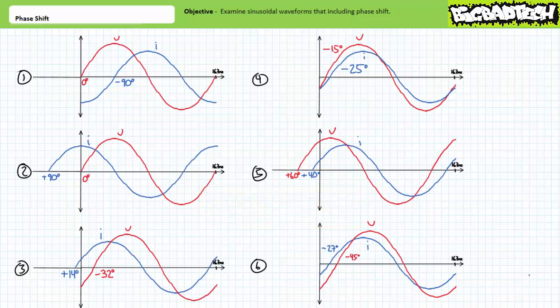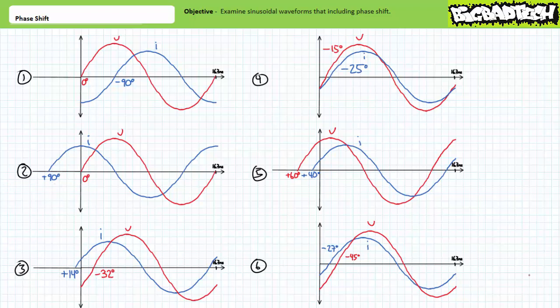For example problem 1, given the voltage waveform in red has a phase shift of 0 degrees, and the current waveform in blue has a phase shift of negative 90 degrees, it can be said that current lags voltage by 90 degrees. As we'll learn in later lectures, this is the typical response for purely inductive elements. For example problem 2, given the voltage waveform in red has a phase shift of 0 degrees, and the current waveform in blue has a phase shift of positive 90 degrees, it can be said that current leads voltage by 90 degrees. As we'll learn in later lectures, this is a typical response for purely capacitive elements.